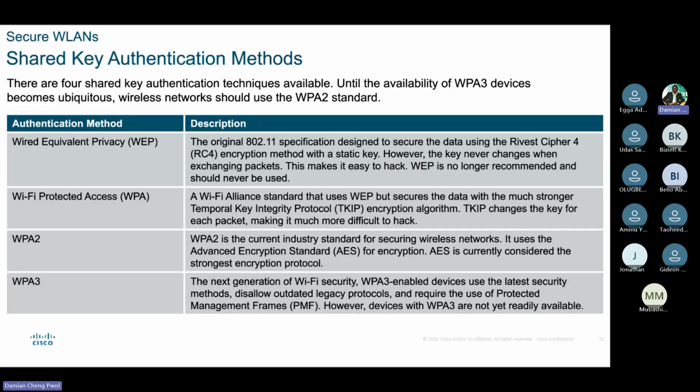AES is currently considered the strongest encryption protocol. So this one is much stronger than TKIP, okay? It's much stronger. So that is what most of our devices are using today to authenticate the access point and the client. Then there's a new generation, which is the next generation of Wi-Fi security, WPA3.